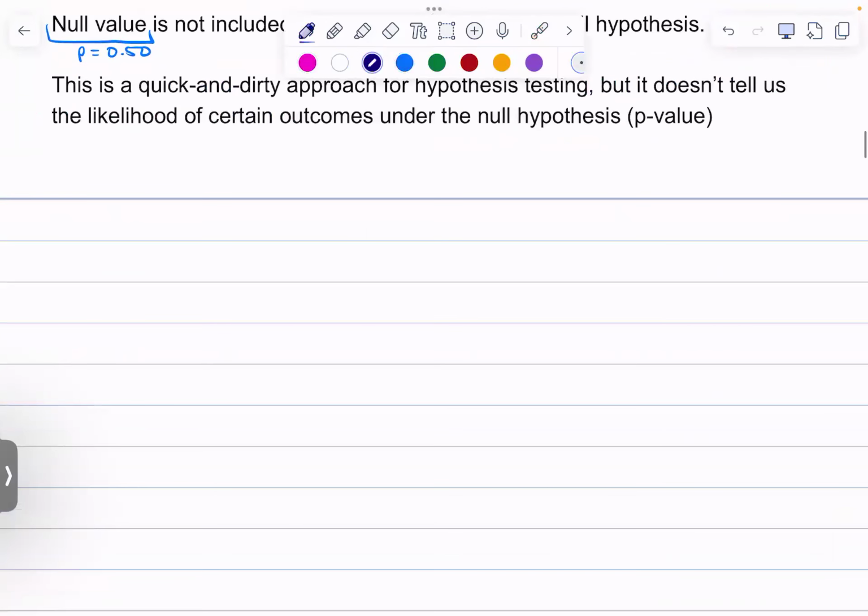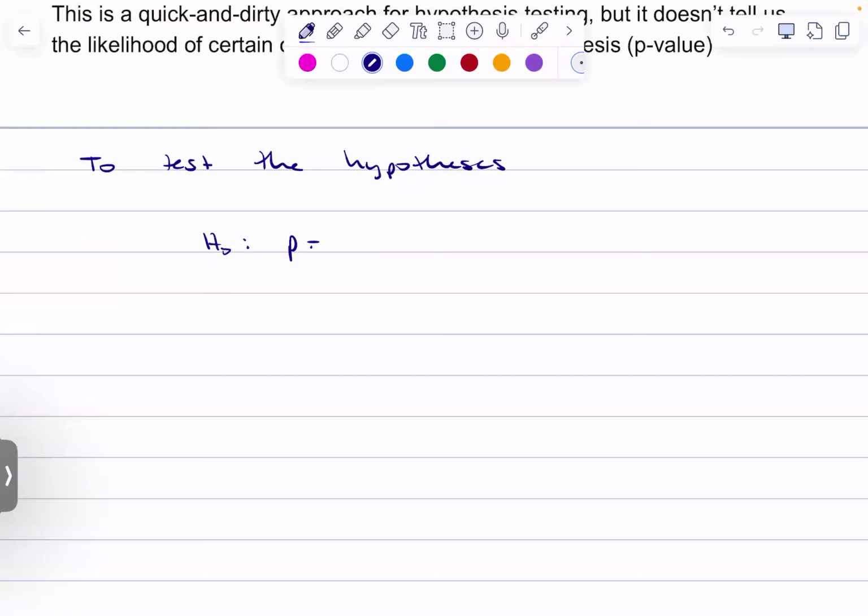So to test the hypotheses, because I feel like I talked a lot, but I didn't write a lot here. The hypotheses: H naught, that P is equal to 0.50, and HA, that P is greater than 0.50. A couple of things. Notice that there is no overlap. It either is 0.5 or it's greater than 0.5.